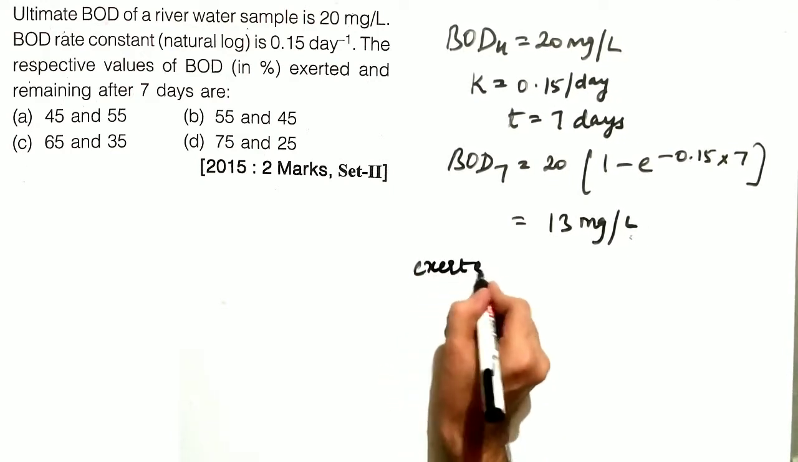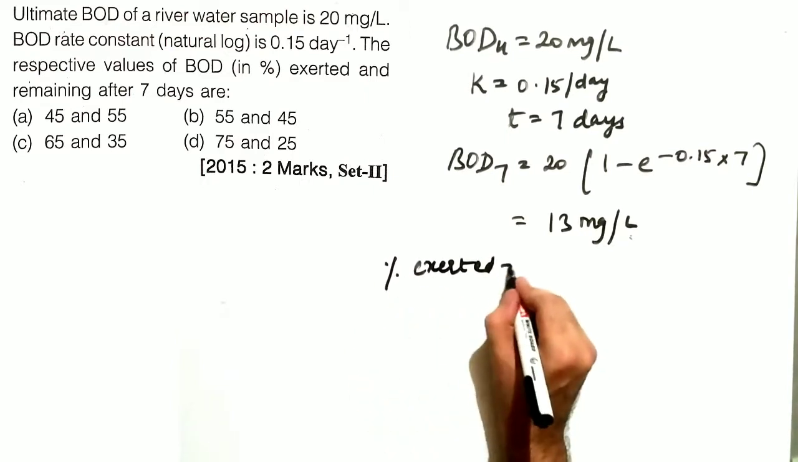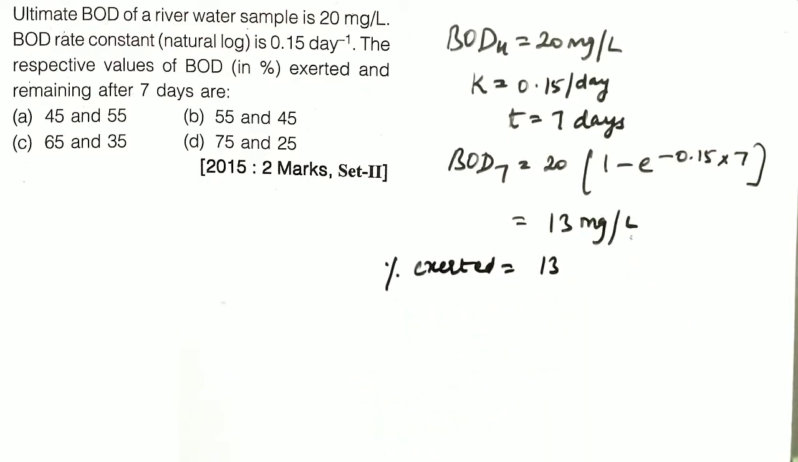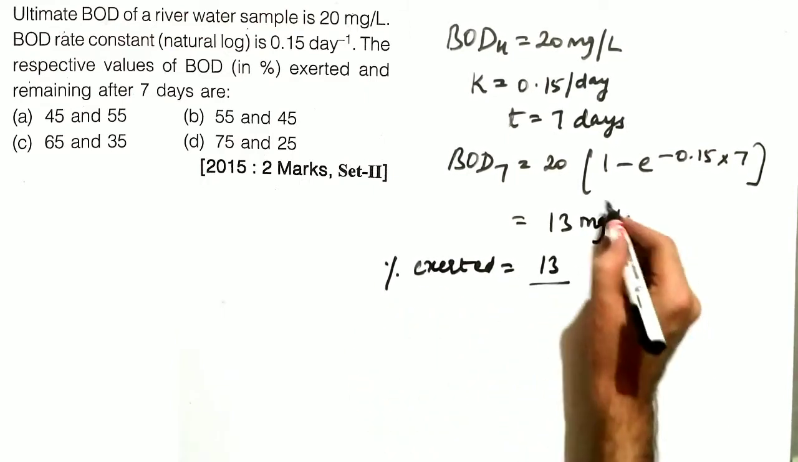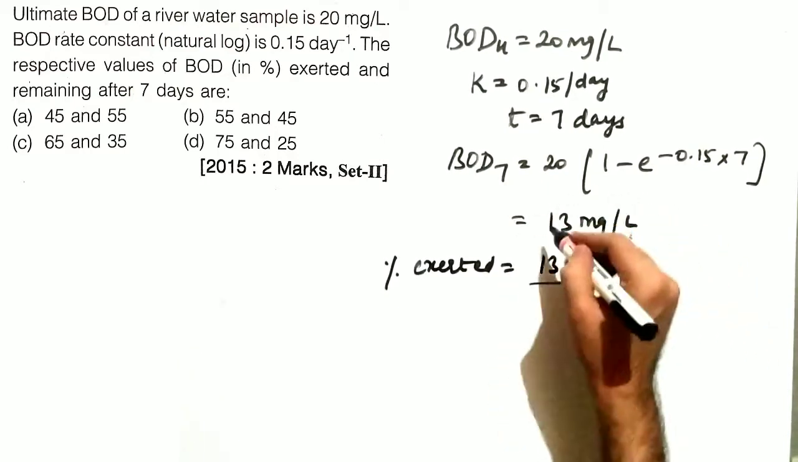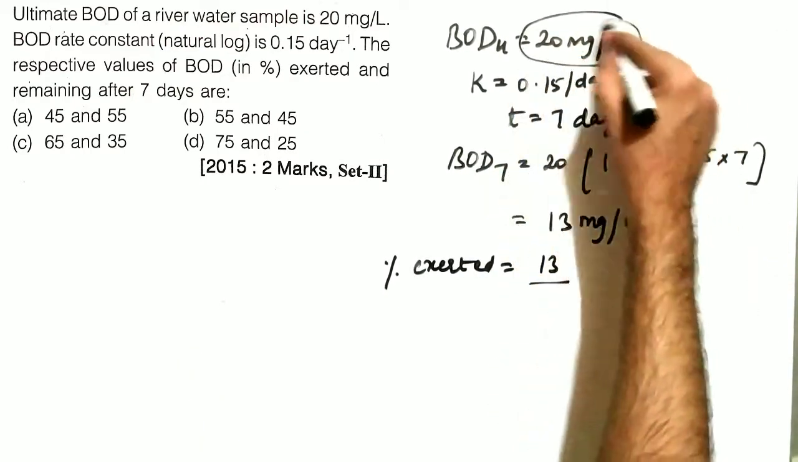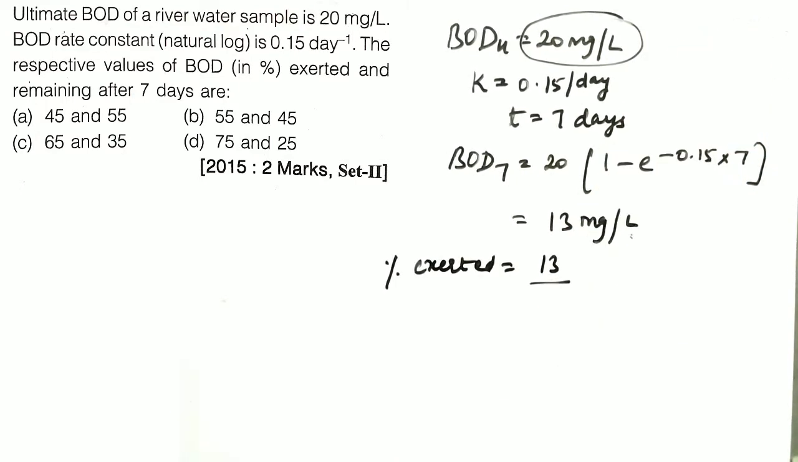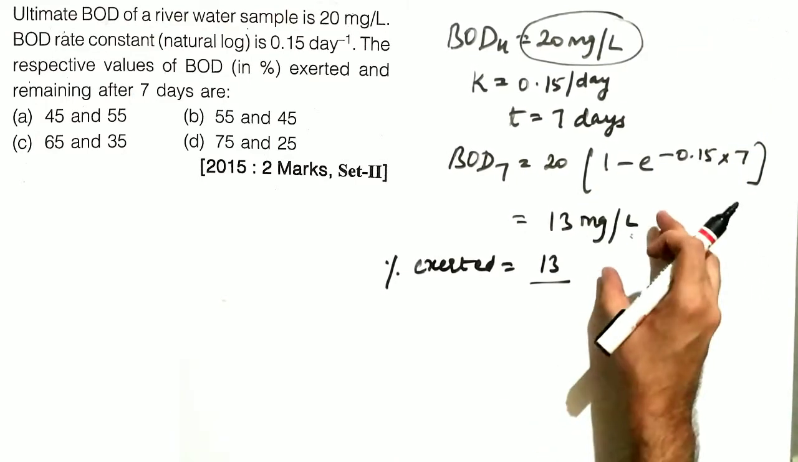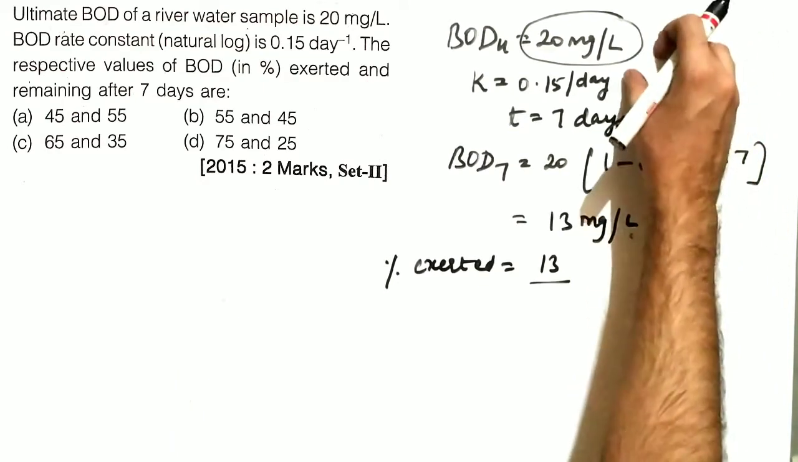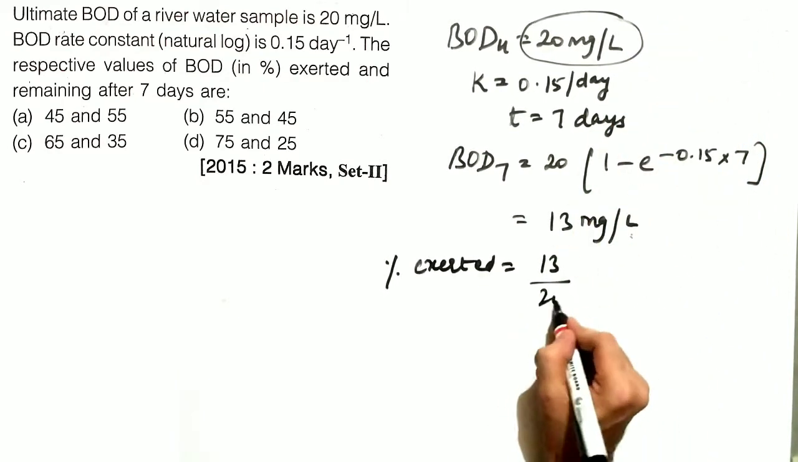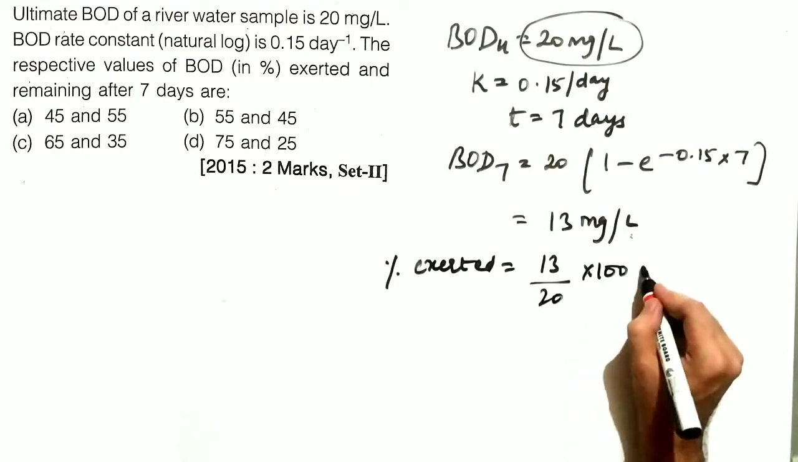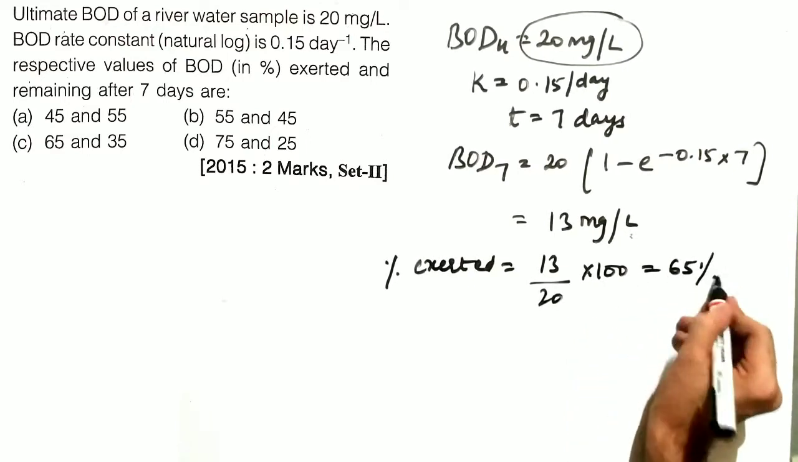So percentage exerted will be equal to, 13 is the exerted value. What is the percentage? How much is this value percentage of this? 13 milligram per liter is what percentage of 20 milligram per liter? The BOD it has exerted is what percentage of the total BOD? So 13 divided by 20 into 100, so it will be 65%.